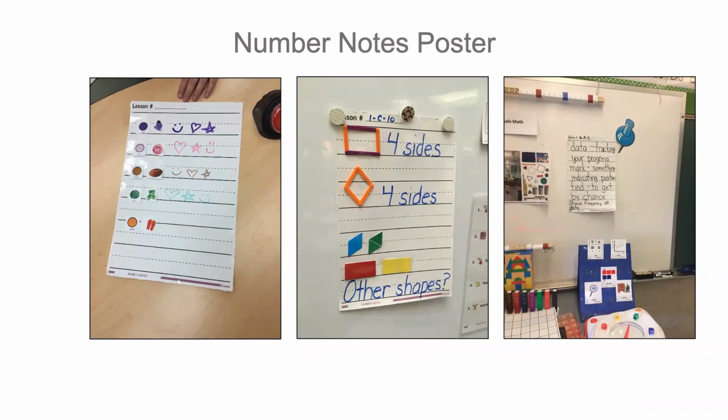Here are some examples of completed number notes from the field. The picture on the left shows a combination of picture symbols and drawings to show what the students know about the lesson objective. The poster in the middle shows a combination of incorporating the manipulative pieces as well as short phrases. The third poster on the right shows the vocabulary words that have been taught throughout the lesson.